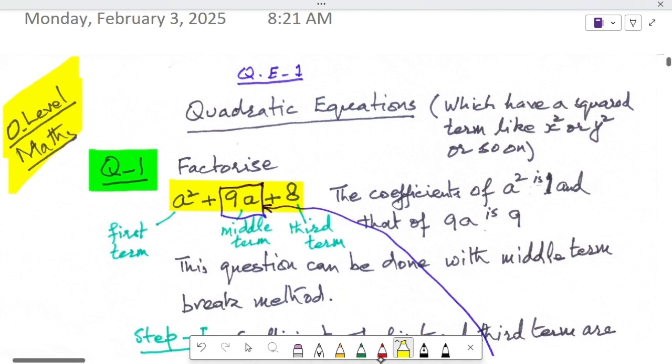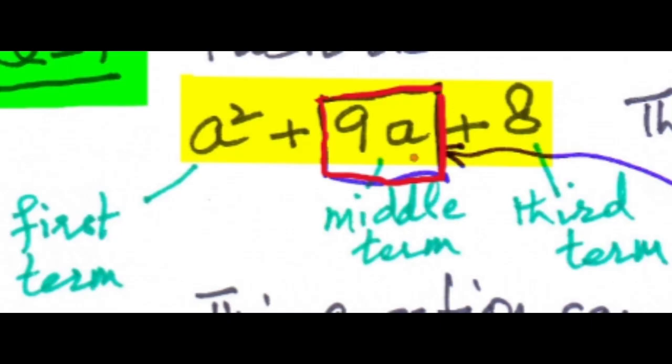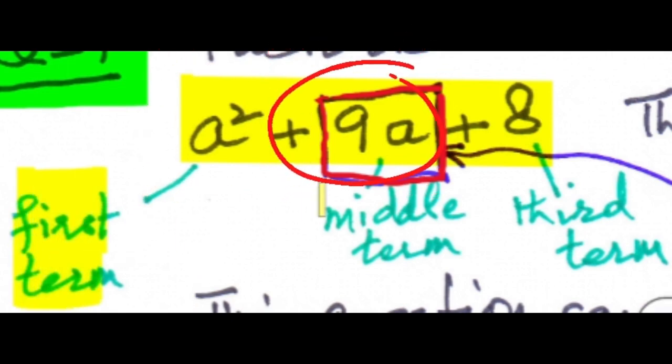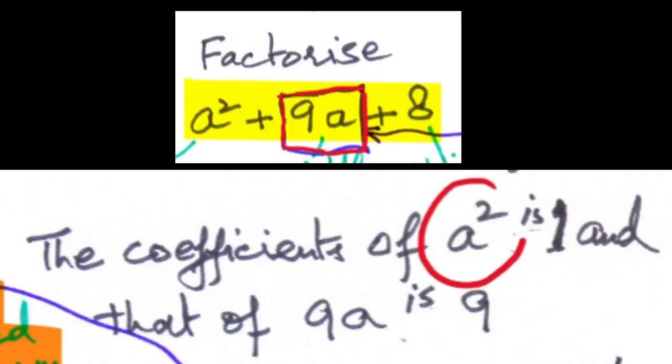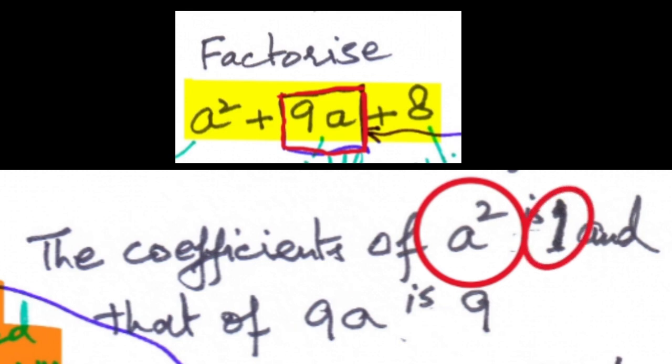And when we have to do the middle term break, there are 3 steps which are very important to remember. But before that, you must know that in this question there are 3 terms. The first term is a square, the middle term is 9a, and the third term is 8. The a square has a coefficient of 1 and 9a has a coefficient of 9, whereas 8 is called the constant.